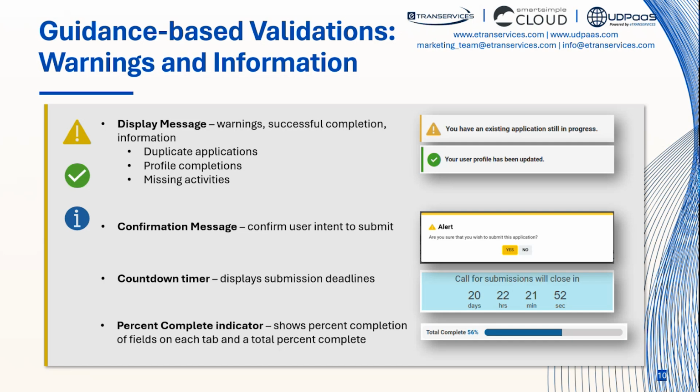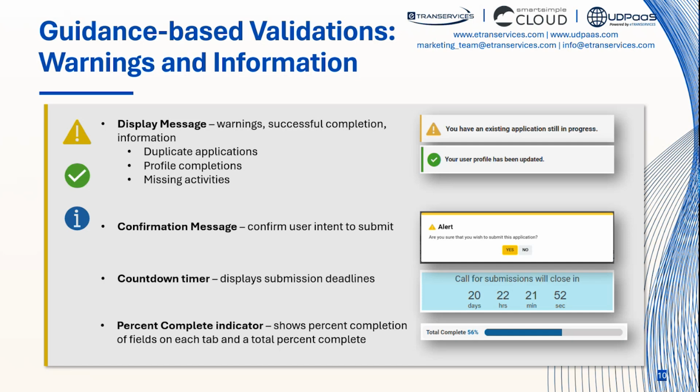Countdown timers. These can display the time left until an application deadline. So this alerts users that submission issues might arise if the deadline has passed. So it's like a constant reminder that this is how long you have before you have to submit your application.